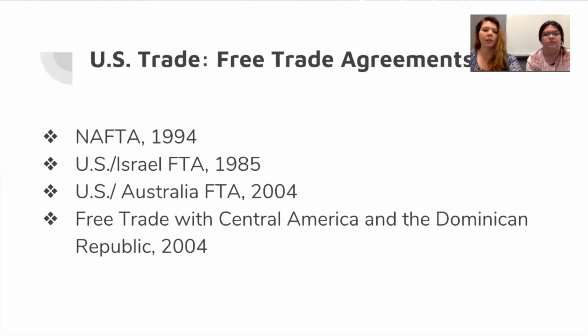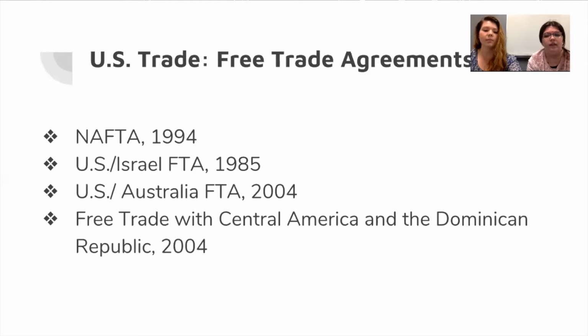NAFTA, the North American Free Trade Agreement, eliminates tariffs on most goods originating in Canada, Mexico, and the United States over a maximum transition period of around 15 years. The NAFTA duty treatment only applies to goods wholly produced or obtained in the NAFTA region.